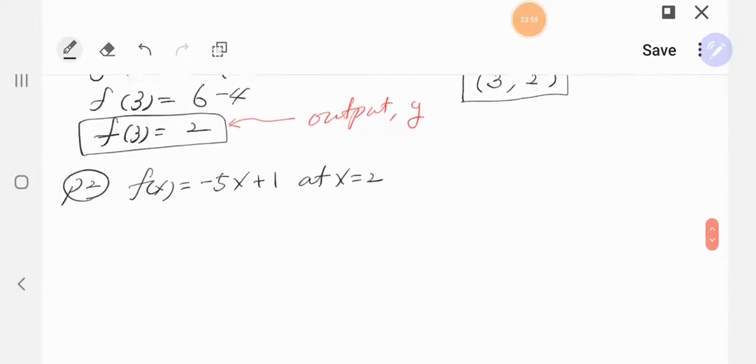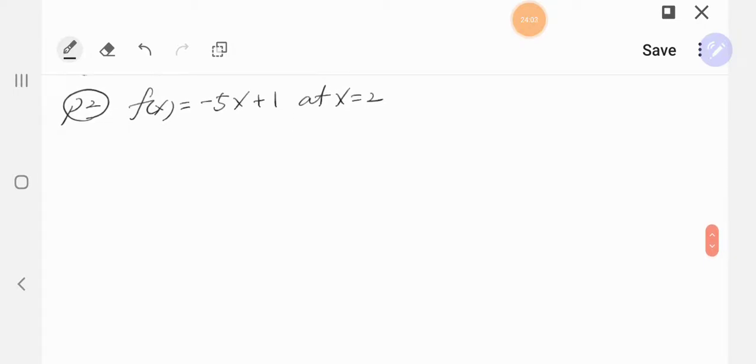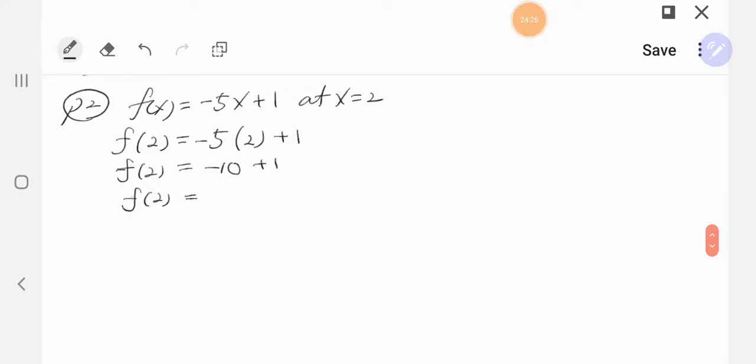Okay, for the next one, we will do the same thing. Evaluate this function f of x is equal to negative 5x plus 1 at x equals 2. That means the input is 2, so replace this x with the input 2. Then calculate. f of 2 is equal to negative 10 plus 1. So finally, the y value, the output when x equals 2, is negative 9. So the answer as an ordered pair is x equals 2, y is negative 9.